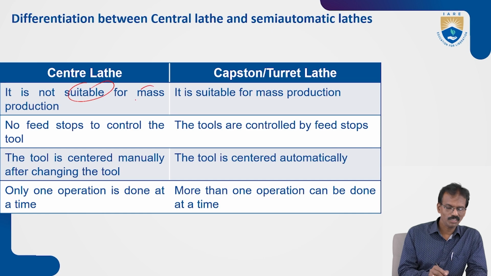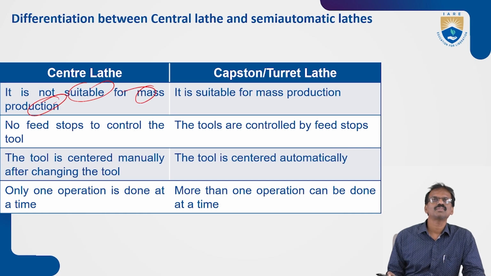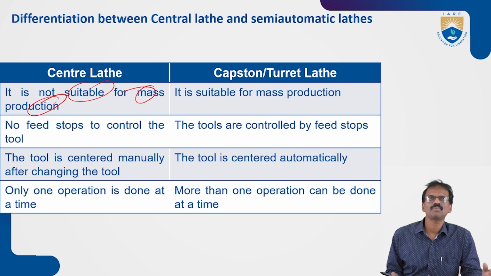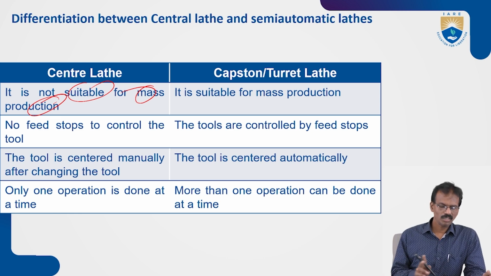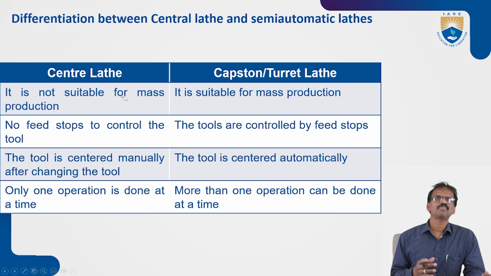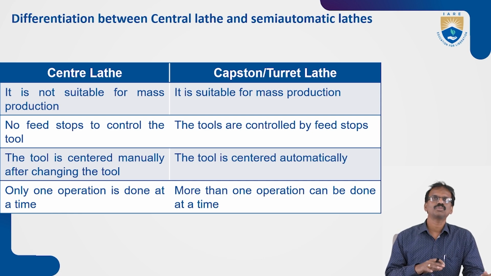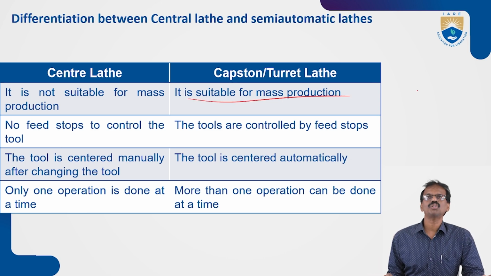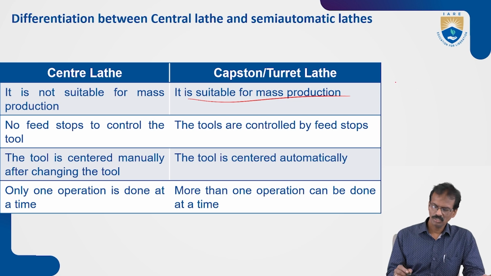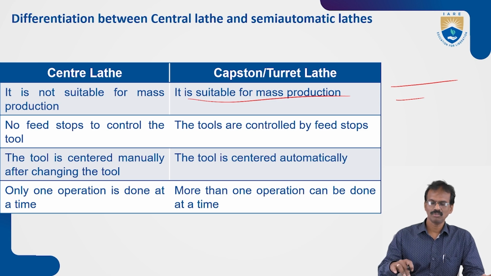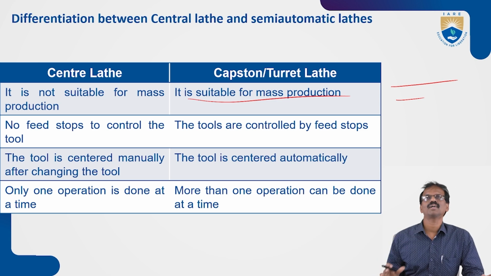It is not suitable for mass production. Mass production means the same type of product can be produced in large quantities. So it is not suitable for mass production because for every operation you have to stop the machine and change the tool bits. But the capstan and turret lathe is suitable for mass production because according to the sequence of operations, we fix the tool bits in the front and rear tool post and the hexagonal head.